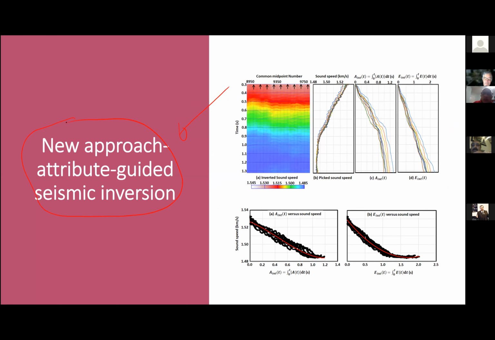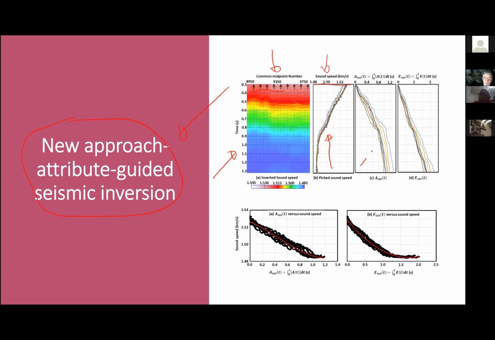So again, I have the inverted model. I started with Amit's inverted model and chose 9 locations, which are shown by arrows here. And these are the sound speeds at those 9 locations. You have this, 1485. So those are the 9 different sound speeds as a function of time.